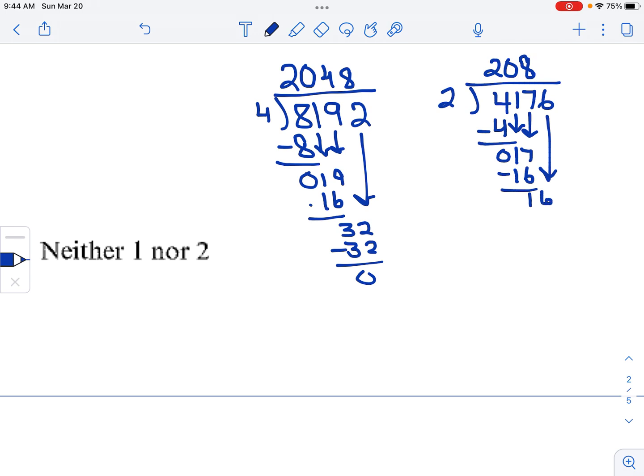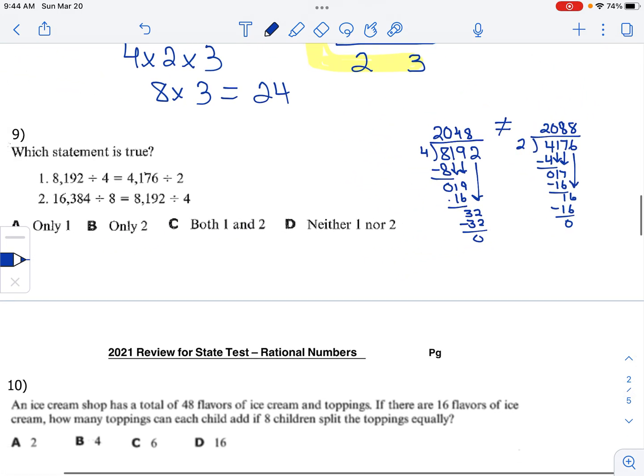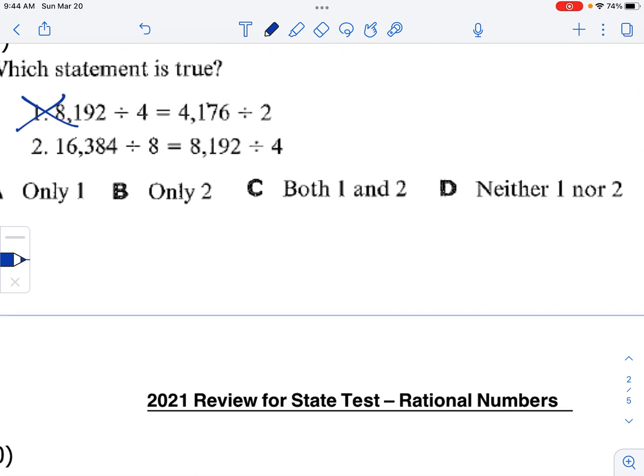Difference of 1, so we bring our 6 down. 2 goes into 16 8 times. Exactly. So these two quotients do not match, right? So that means option or statement number 1 is not true. All right. Now we want to check if statement number 2 is true.